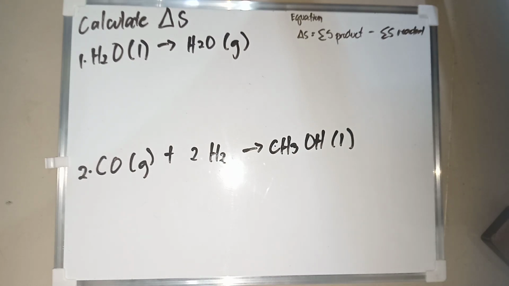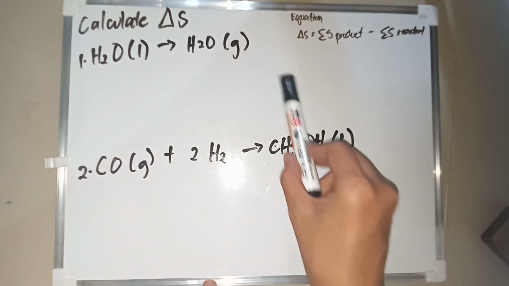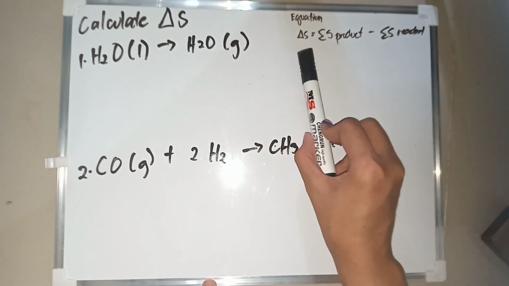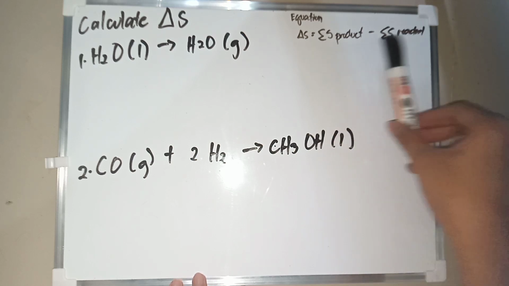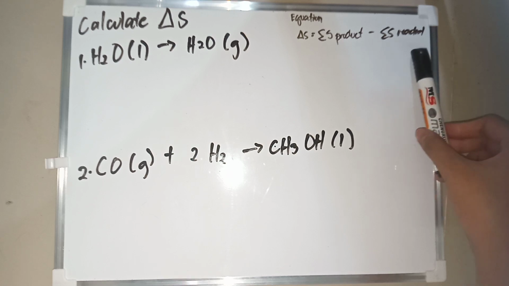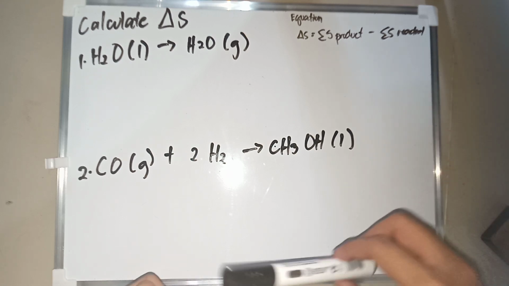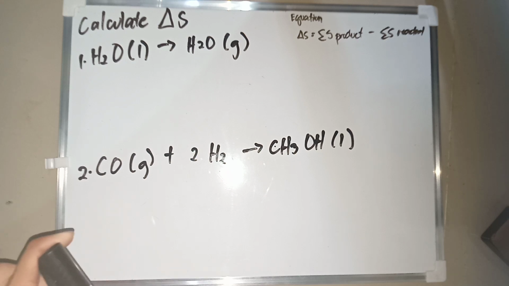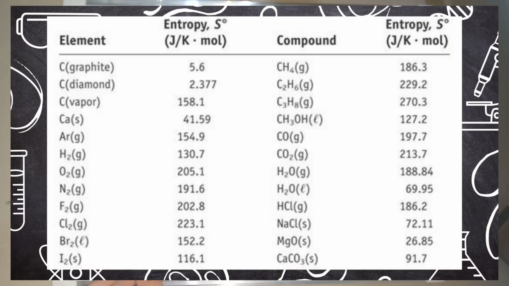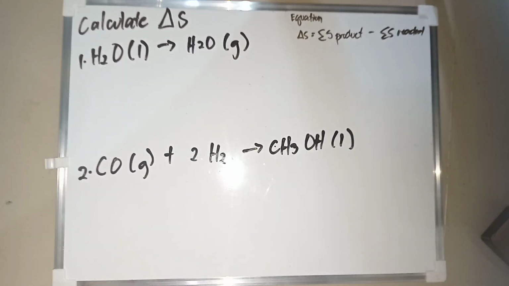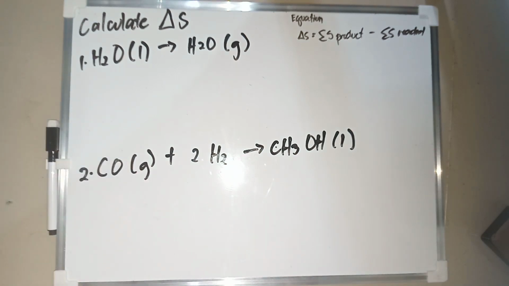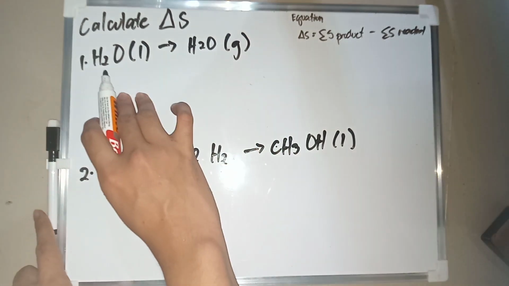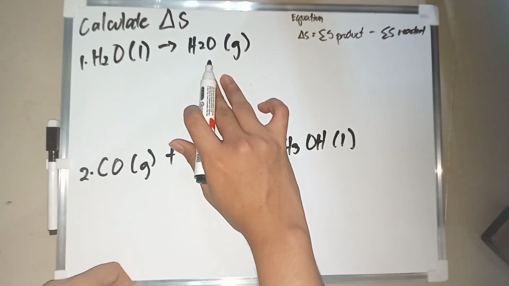Calculating the value of entropy. So in here, we're gonna use the equation: change in entropy is equal to the sum of entropy of the products minus the sum of entropy of the reactants. We're also gonna use the table that I have shown you earlier, the standard value of entropy chart. So number one, we have H2O liquid as our reactant and H2O gas as our product.